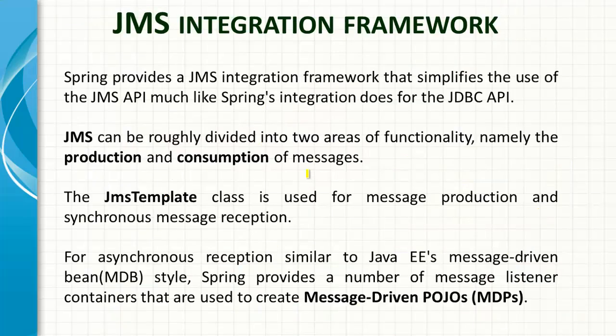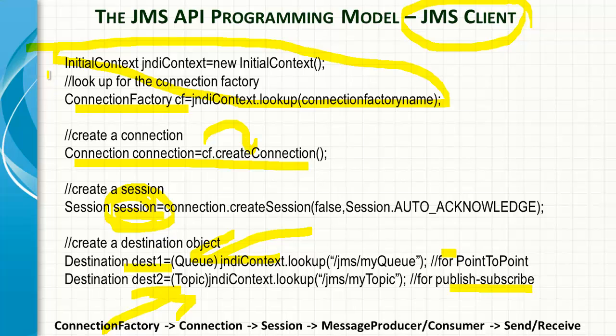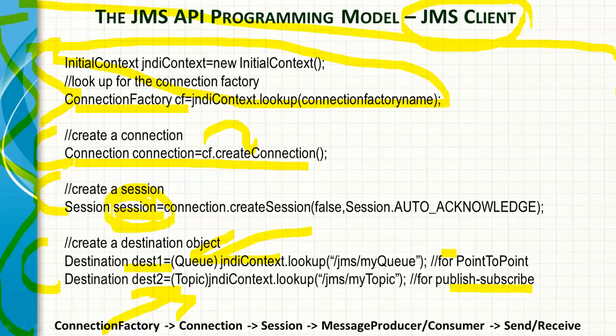Now we have understood the basics of JMS: what the different components of JMS are, what the different models are, point to point and publish subscribe. Let's see where JMS comes in between. So Spring provides a JMS integration framework that simplifies the use of the JMS API. In typical code, you do this, you do this, you do this, you do this. Instead, this is template code. You always do this. Why not write a single thing?